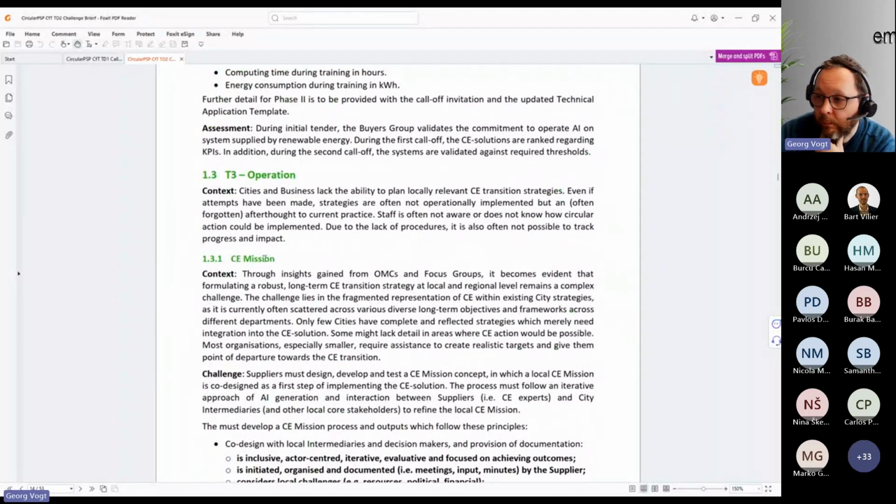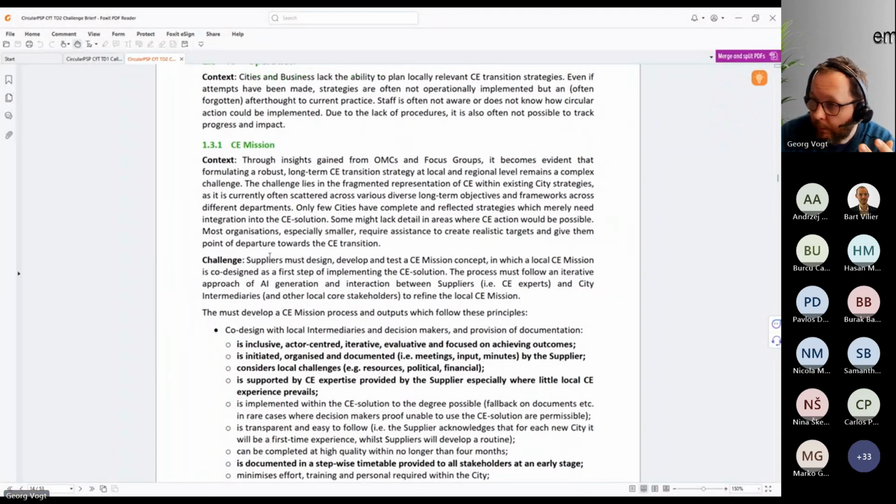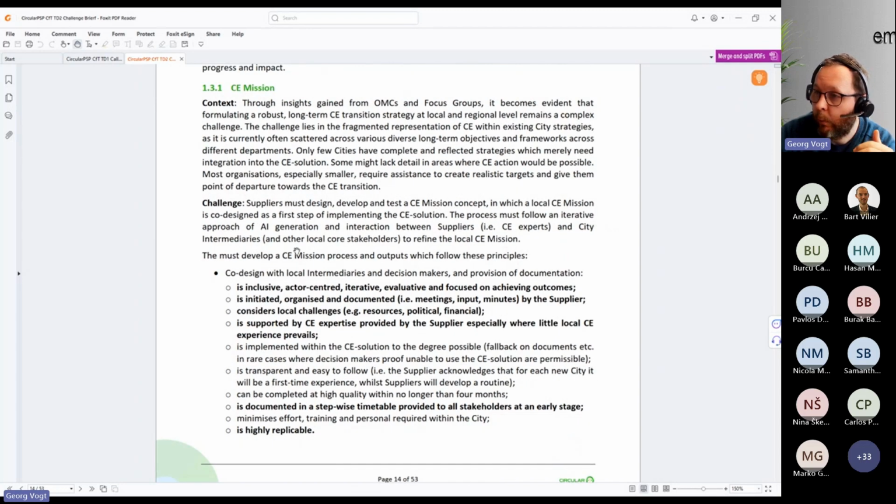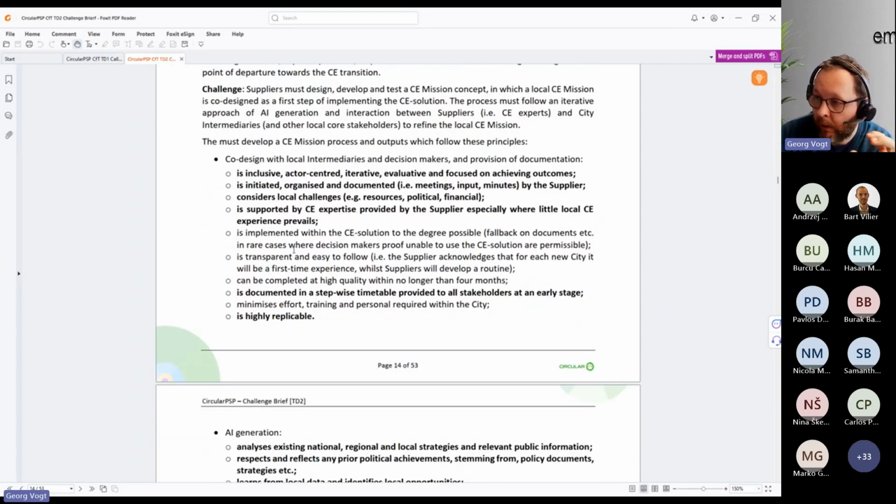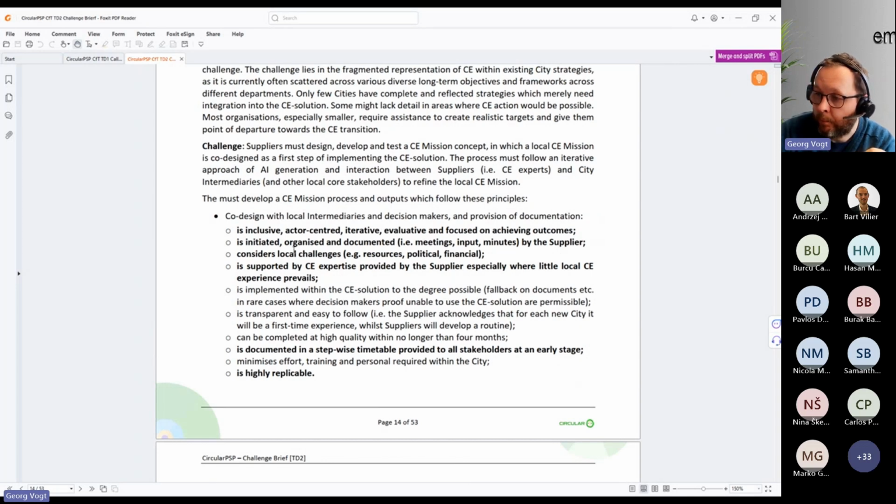The operation is basically the business of the city. And here there is the CE mission. So at the beginning of the implementation of your platform in any given city, you will create a circular economy mission using the AI as well as CE expertise and in an interactive personal exchange with the relevant people at the city. And describe what the city is supposed to do over the coming years.